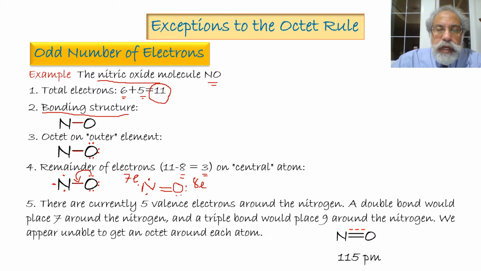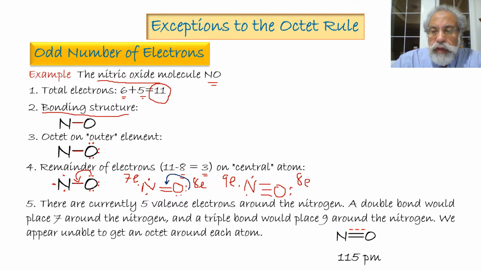What we can do is again take another 2 electrons, so we will have N triple bond oxygen, 2 electrons on the oxygen, and 1, 2, 3. For this structure, we have 9 electrons on nitrogen and 8 electrons on oxygen.